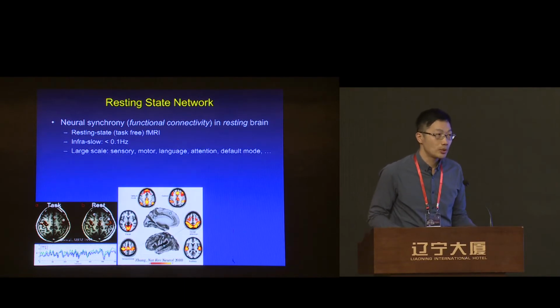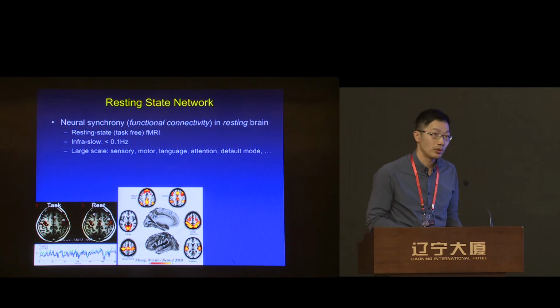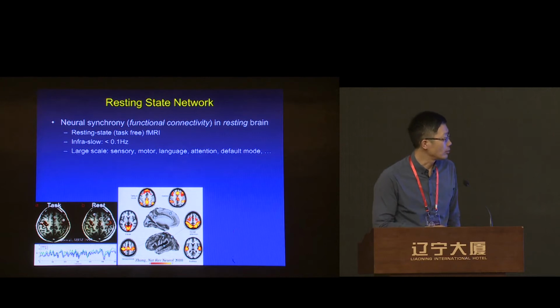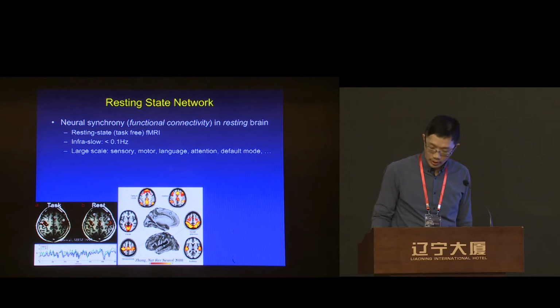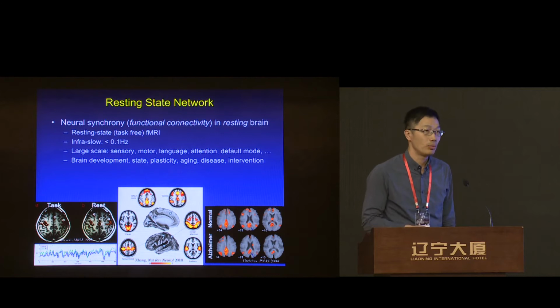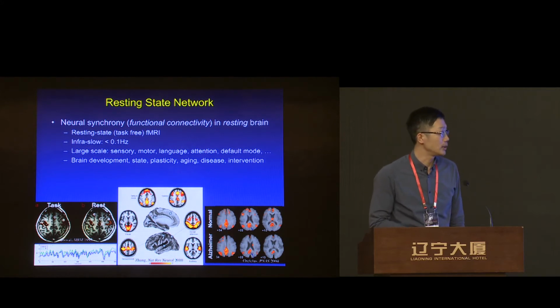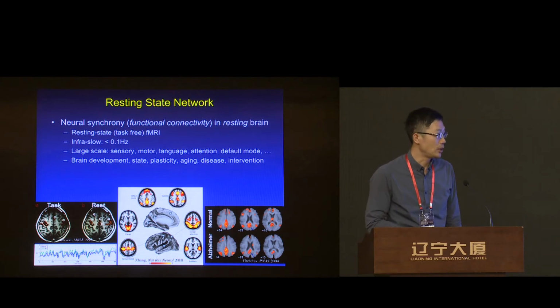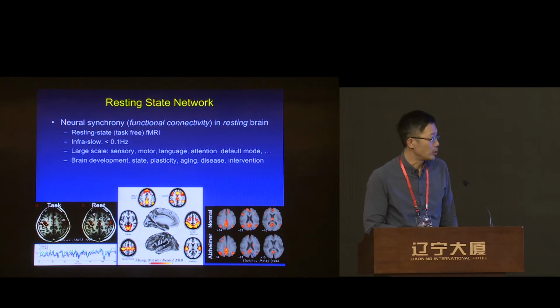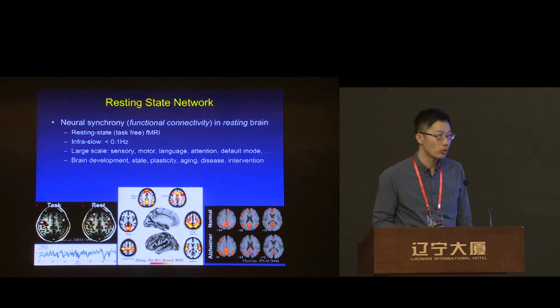What draws a lot of interest is that it has informed us a lot about how the brain is organized. For example, the sensory areas, visual, somatosensory, auditory, motor areas, language, or other areas like attention, executive control, default mode network, and so on. And most importantly, it has been shown that this resting state network changes with brain development, brain state, neuroplasticity, aging, disease, or intervention. It was especially inspired by this seminal work that found the default mode network is attenuated by Alzheimer's disease.